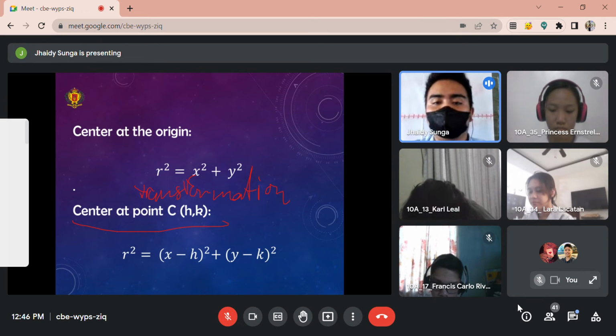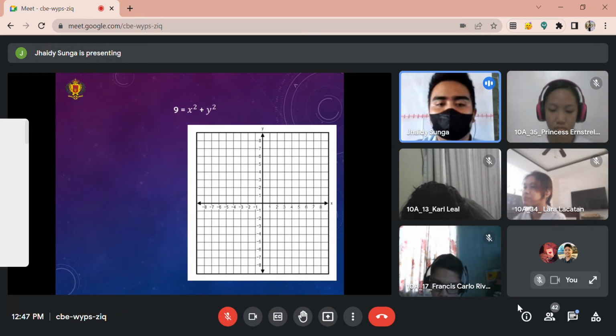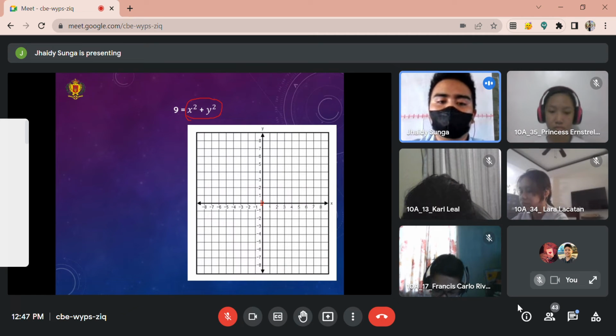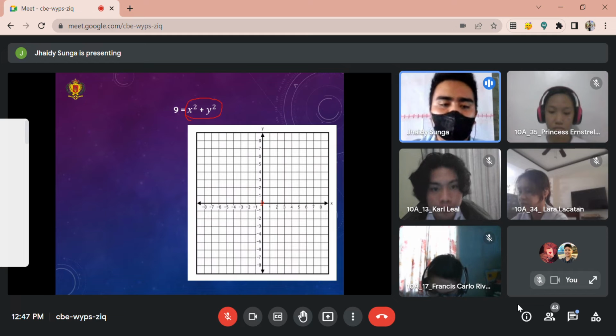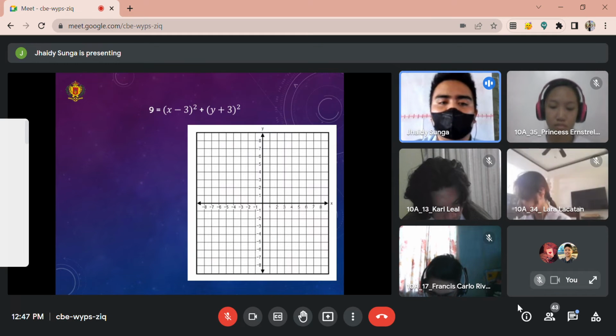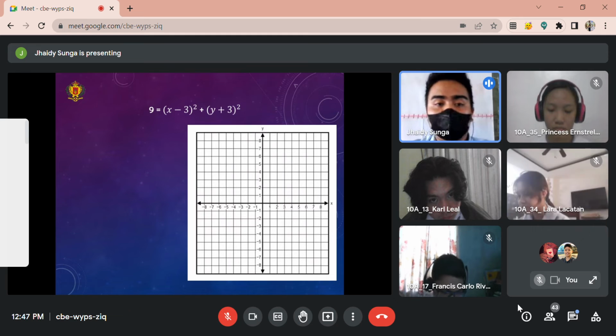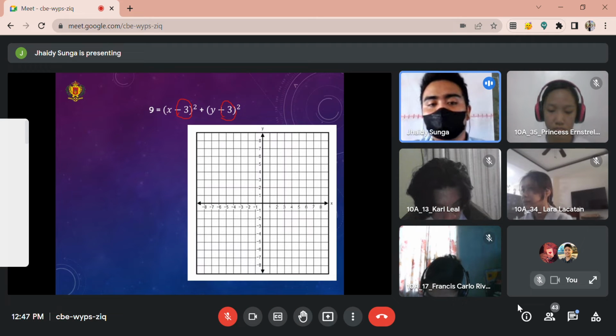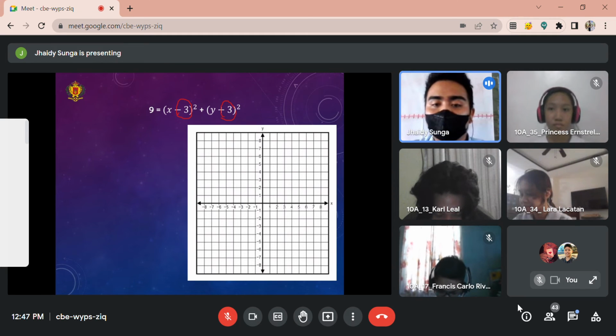So in transformation of axis, basically, if we have a graph and the center is at the origin, you could see that the equation doesn't have any h and k values, so we only see x and y. But if you see in an equation of a circle that there is an h and a k, it means that the center of the circle is not at the origin. Therefore, this is what we call transformation of axis.